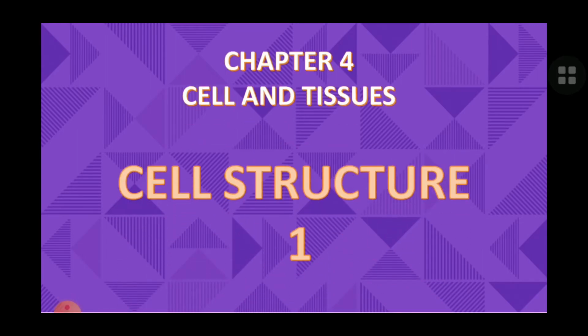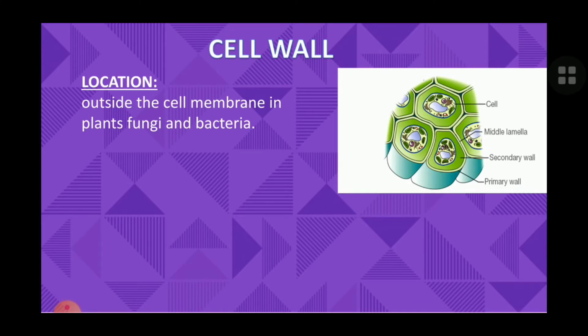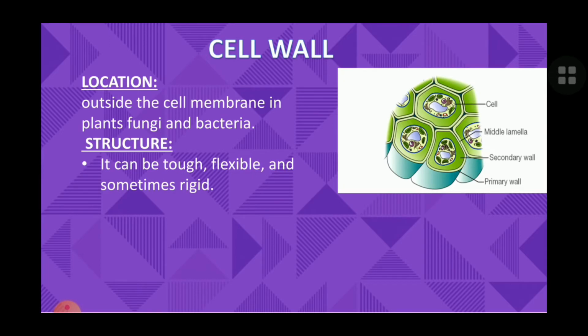The topic is cell structure. It is the first part of the topic. The cell wall. It is located outside the cell membrane in plants, fungi and bacteria. It is tough, flexible and sometimes rigid.